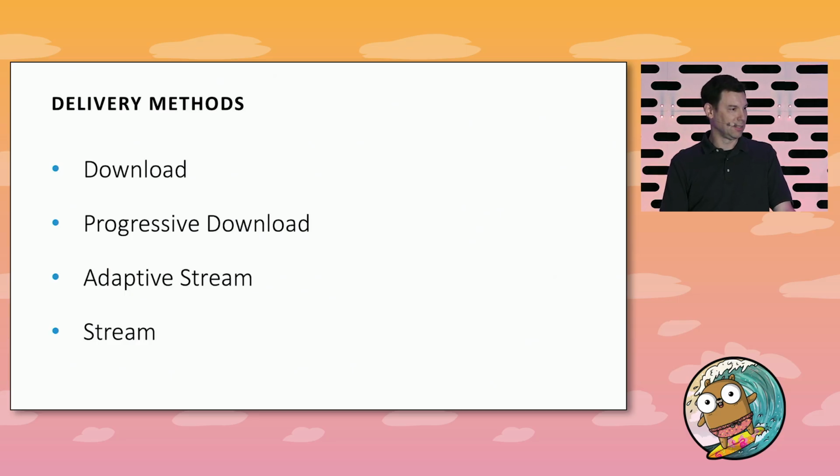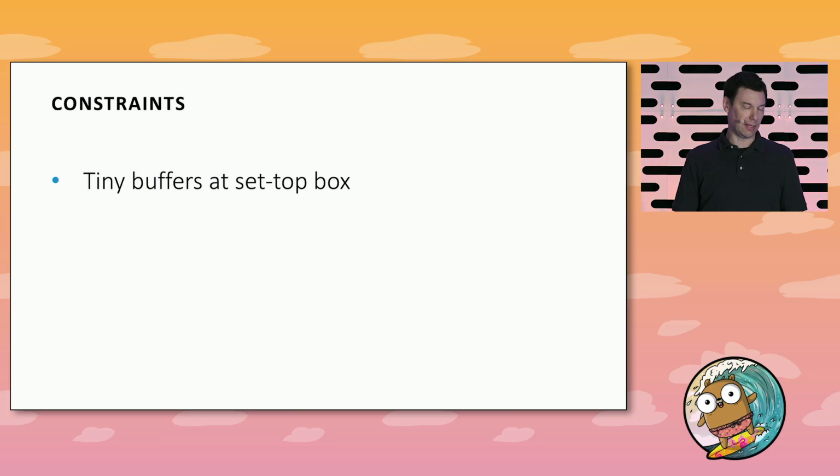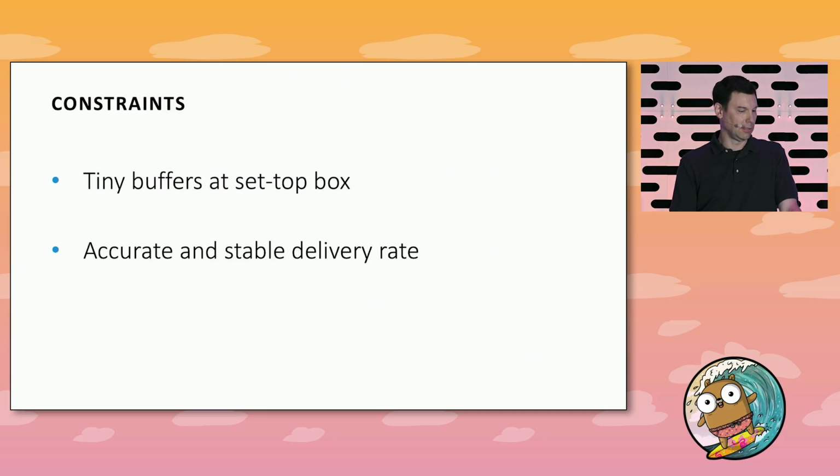We're fortunate in the cable industry to own our own network, so that's what we do. But it also comes with some constraints. Set-top boxes, we don't plan for them to have big buffers, so we have small buffers that we're dealing with on the client side. And that means that we need to have an accurate and stable delivery rate for our data.